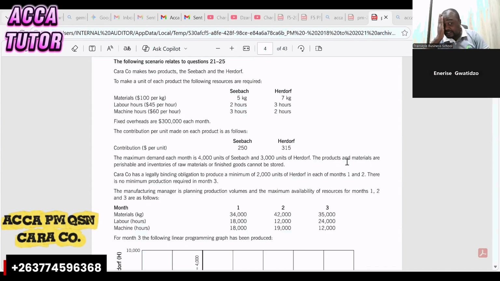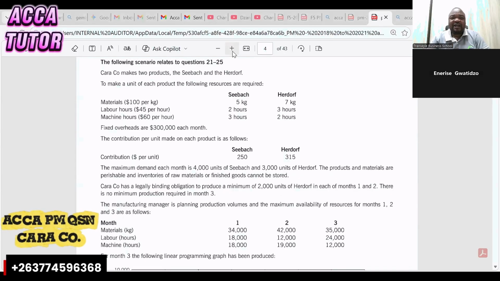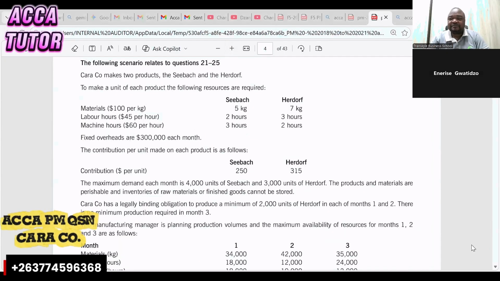Okay, there's a question. Which one? Which is a section B question. Cara Kamban. No, wakamboita aku. Because haungaendi muexam usinomboita Cara hazvitenderi. It's an offense.